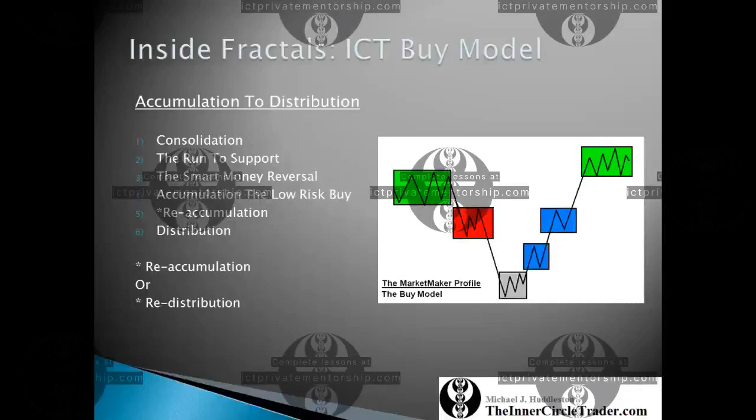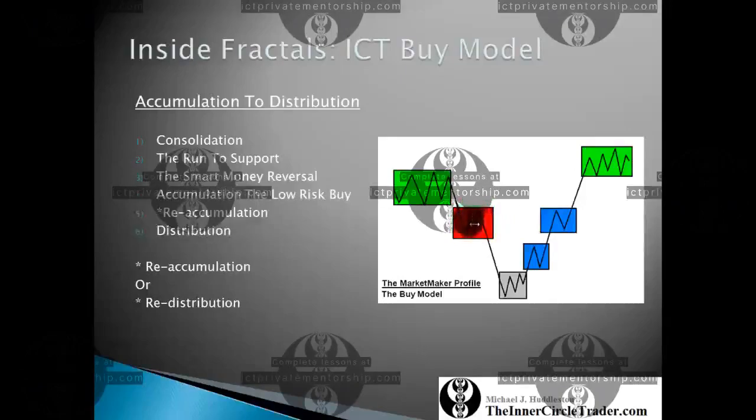So let's talk about specifically what is an ICT buy model. The first stage, obviously, when we're looking at this very abstract design, if you will, this area here, beginning on the left side of the overall pattern or model, is the initial consolidation. And this consolidation in the first green box on the left side is the building blocks of the initial drop lower. And the second stage is what is referred to as the run to support.